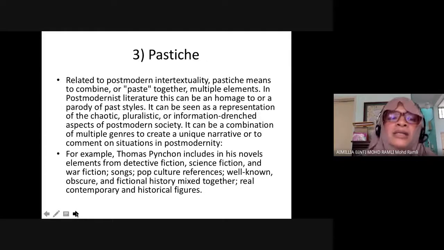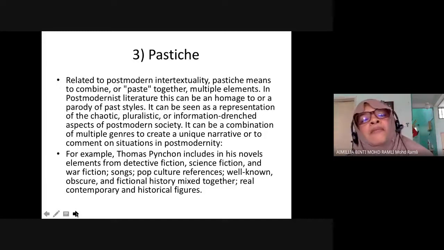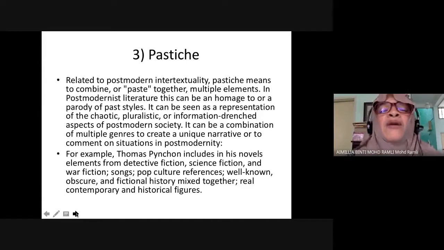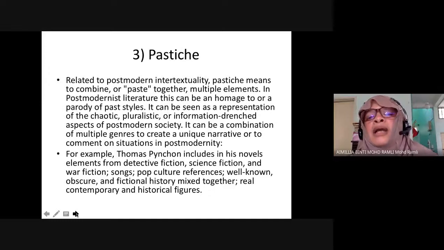So pastiche is another element of postmodernist works. It's related to postmodern intertextuality. It means to combine or paste together multiple elements. In postmodernist literature, this can be an homage to or a parody of past styles. It can be seen as a representation of the chaotic, pluralistic, or information-drenched aspects of postmodern society. It can be a combination of multiple genres to create a unique narrative or to comment on situations in postmodernity.